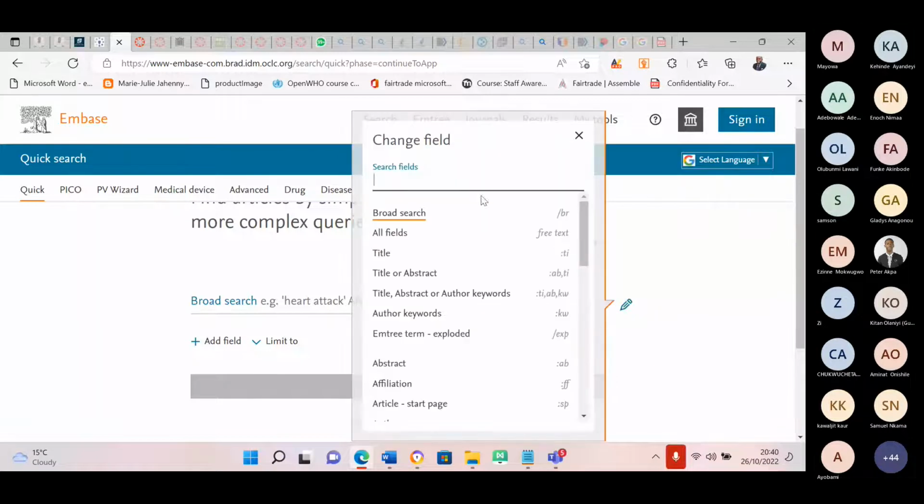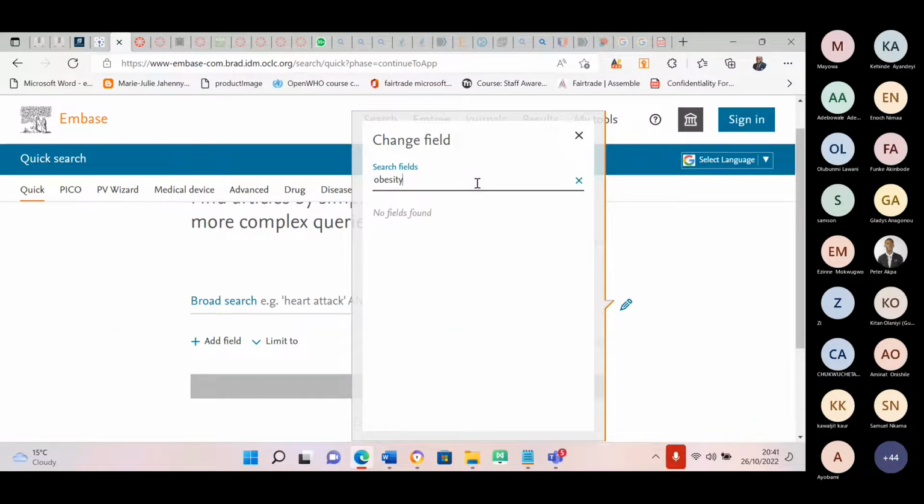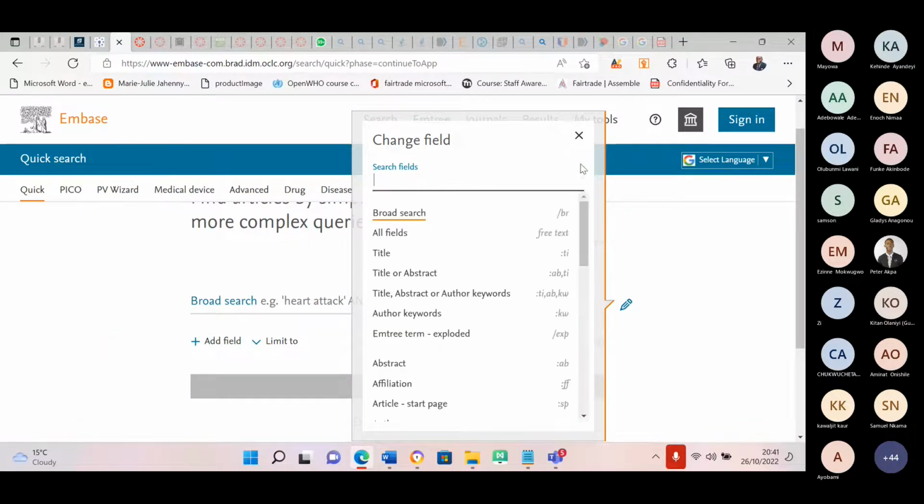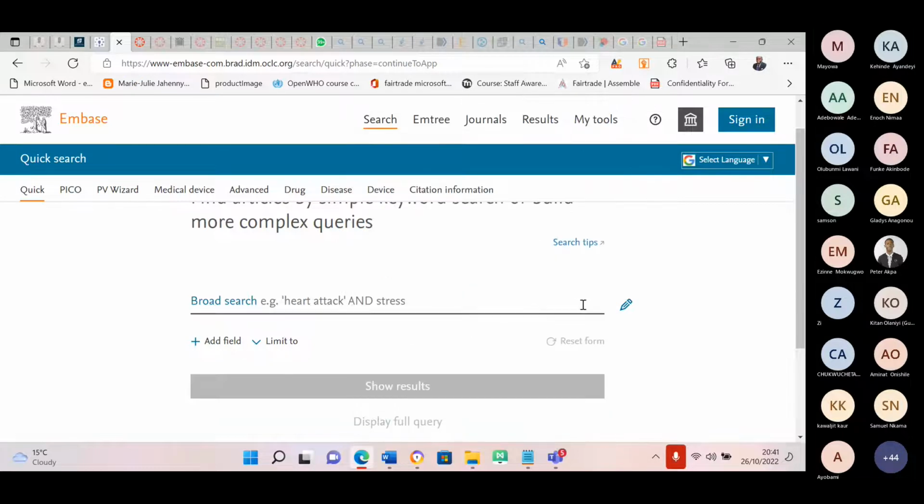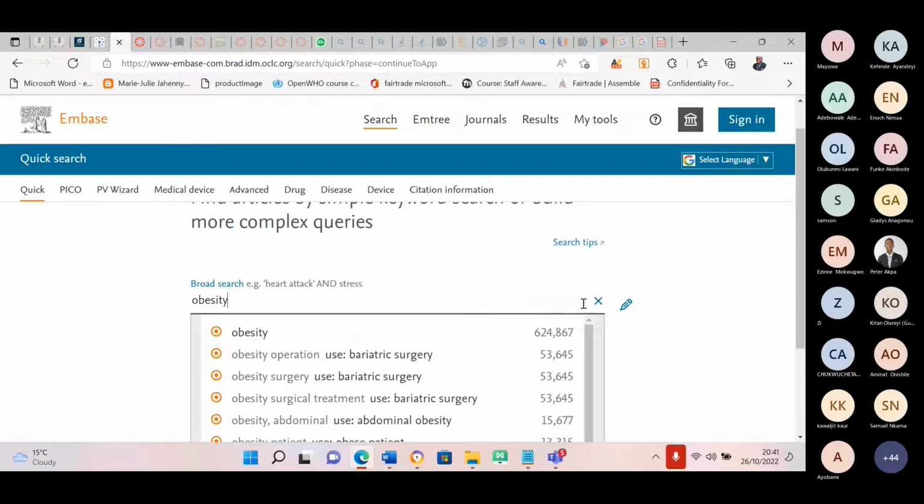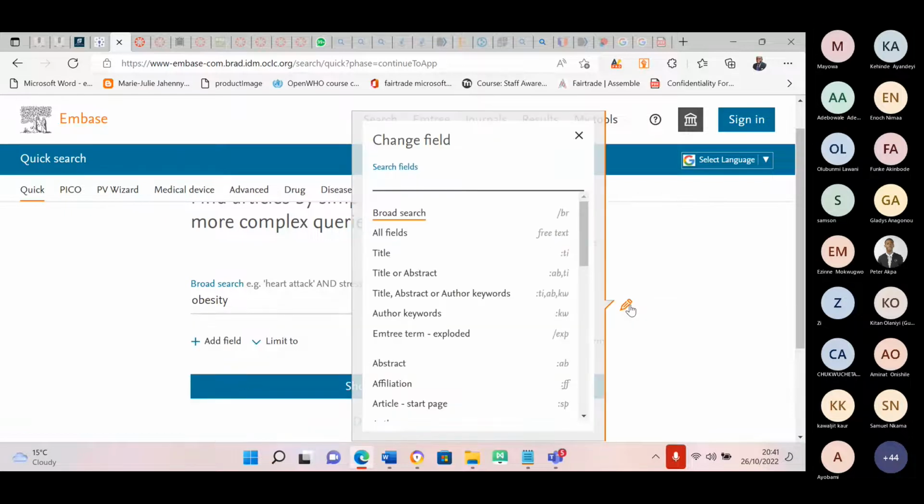So let's say something about obesity. First thing is to come here. This is where you want to search. Now I want to click here, click change field. Now I want to search for obesity. That's what we call mesh terms, medical subject headings.